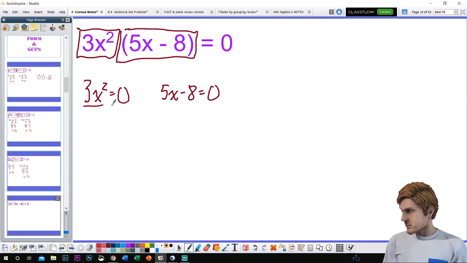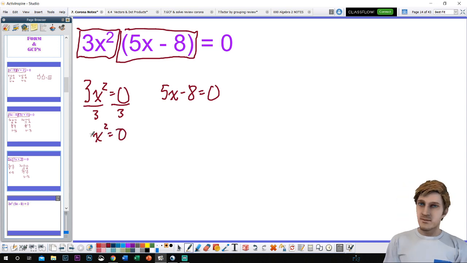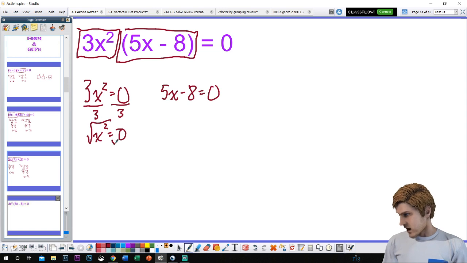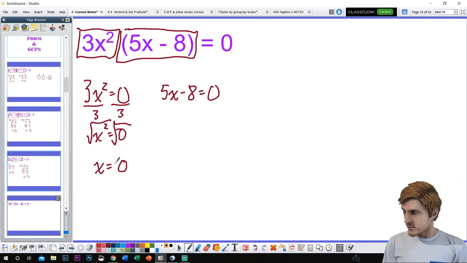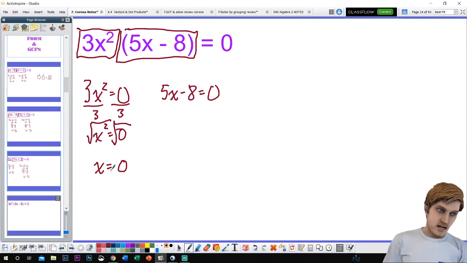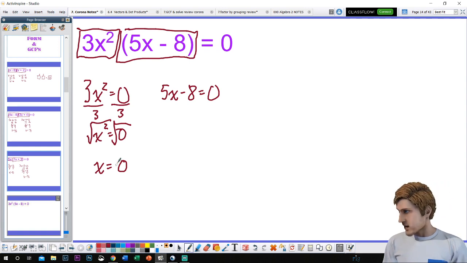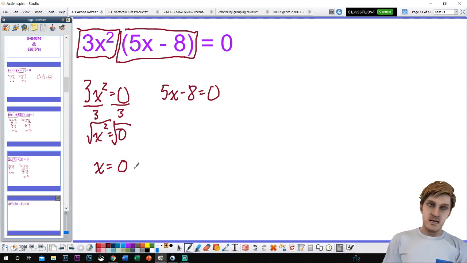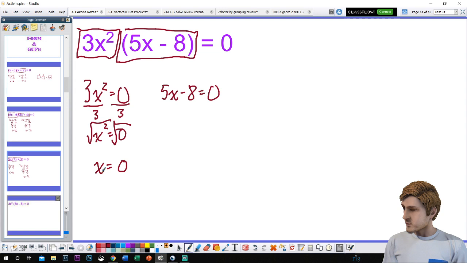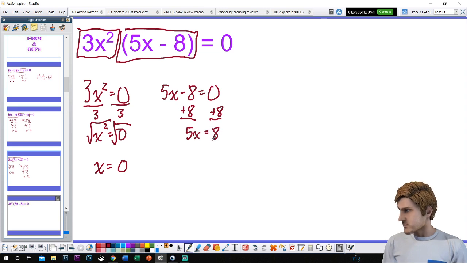and solve it. So, just like before, we're going to divide by 3. We've got x squared equals 0. How do we cancel an x squared? We square root it. And the square root of 0 is 0. Normally, some of you know you would put a plus or minus here. If you don't know what I'm talking about, that's okay. We haven't hit that yet. But positive 0, negative 0, it's all the same thing. It's just 0. Here, just like the other one, we're going to add 8 and divide by 5.